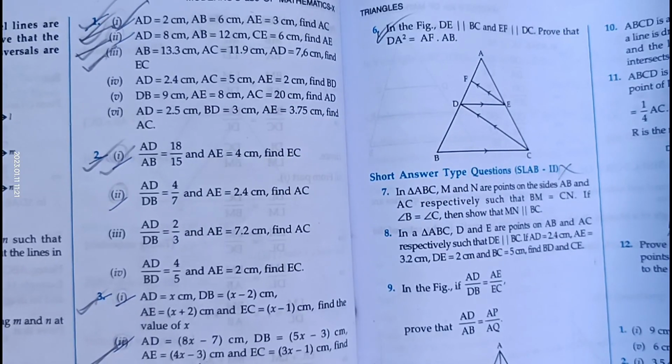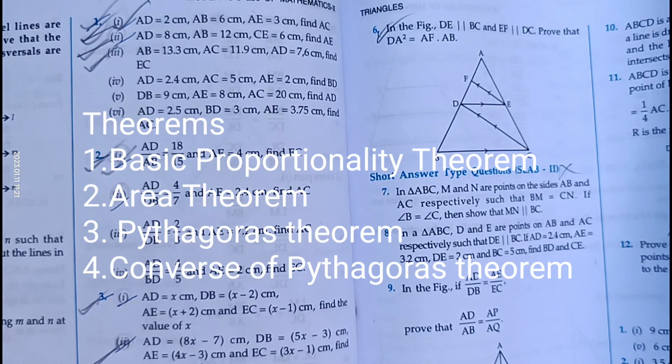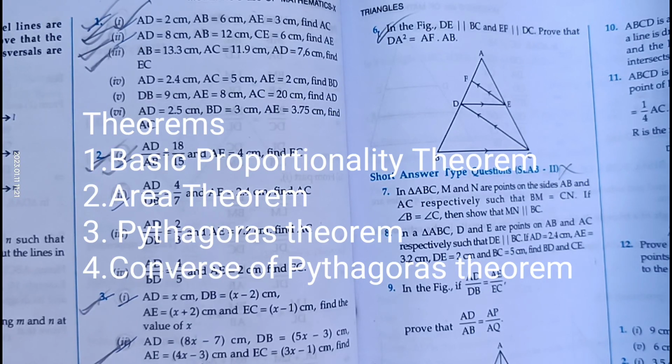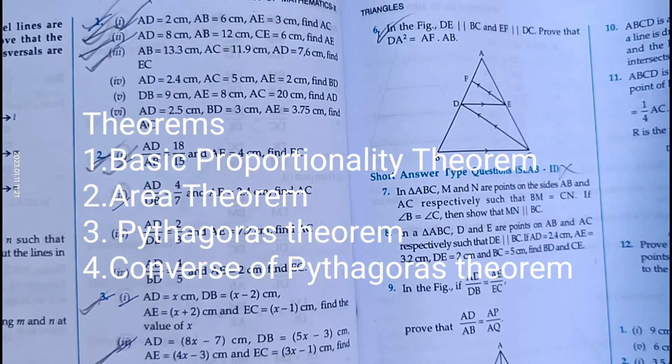Chapter 6, that is triangles. There are 4 theorems: basic proportionality theorem, area theorem, Pythagoras theorem and converse of Pythagoras theorem. These 4 are very important for this year's board exam.